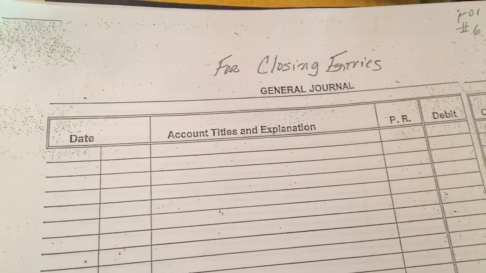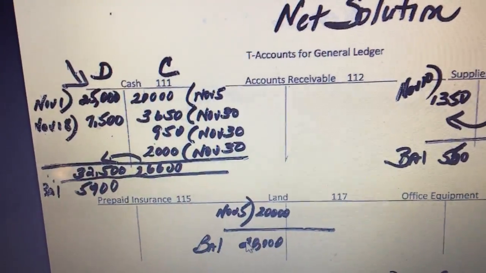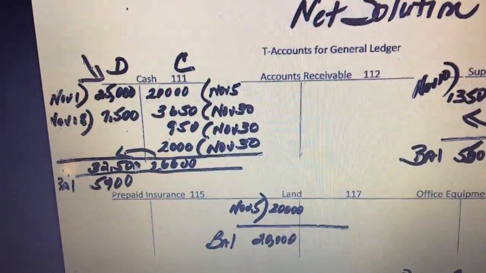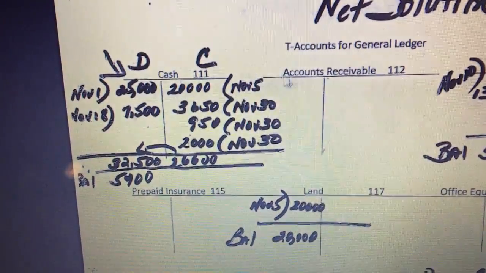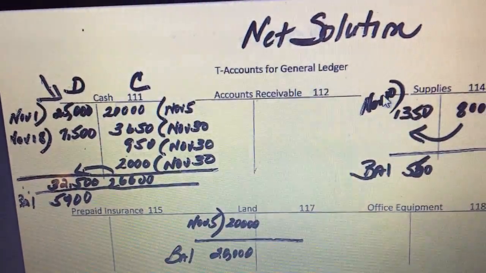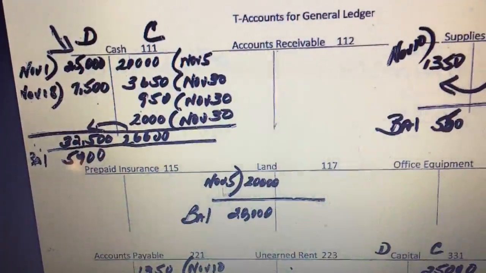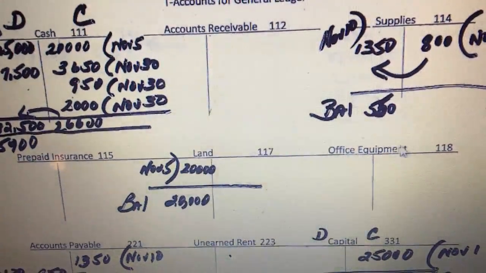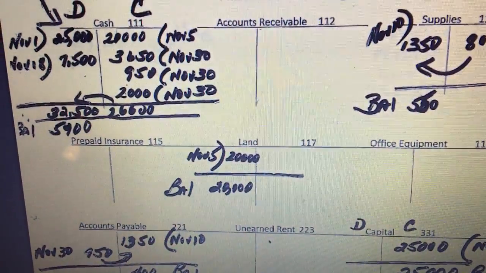So just follow along here. Okay, let's go through the T accounts and identify which accounts we're closing. Remember, I want revenues and expenses. So if you look at the numbers, revenues are going to be the 400 level. That would mean that we're going to leave cash, accounts receivable, supplies, prepaid insurance, land, and office equipment. All of those are your assets, so they stay on the books.